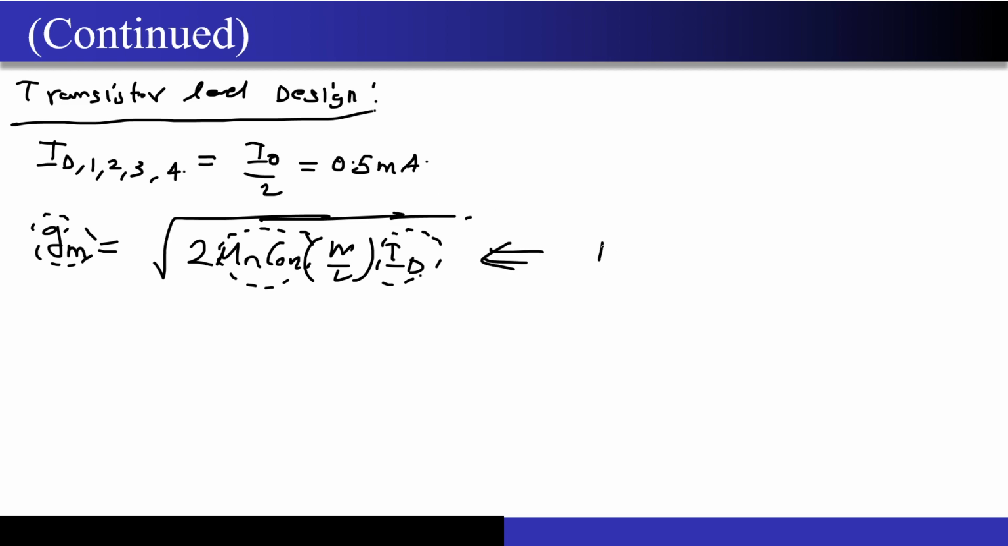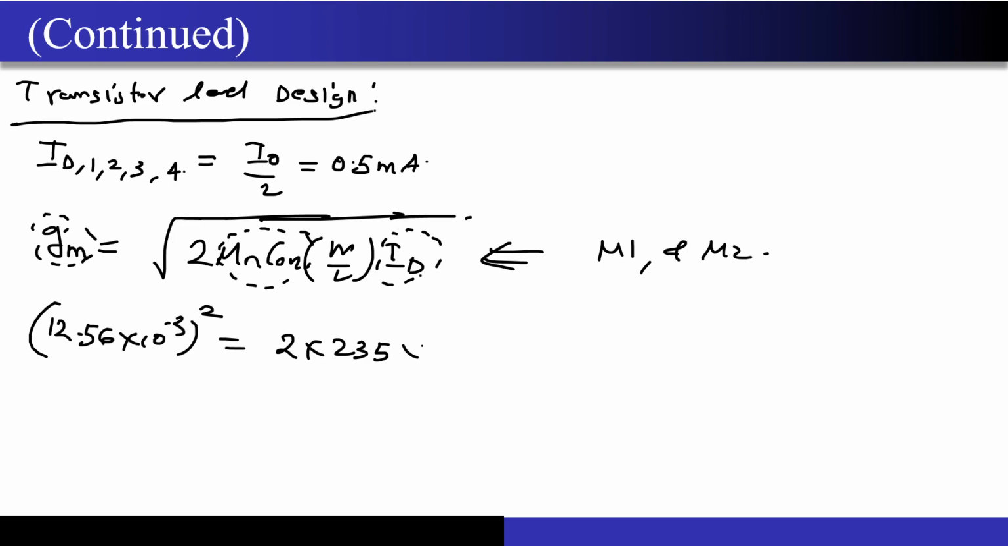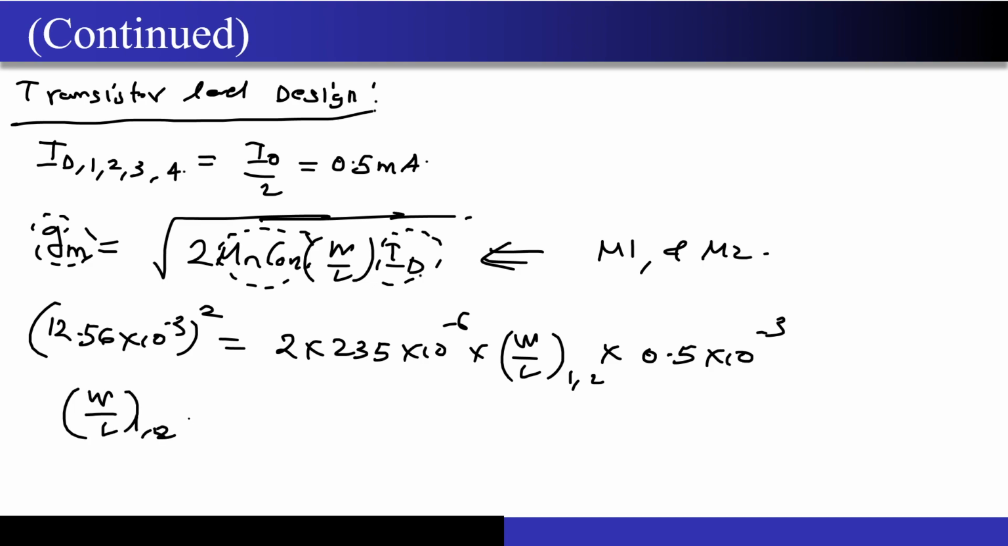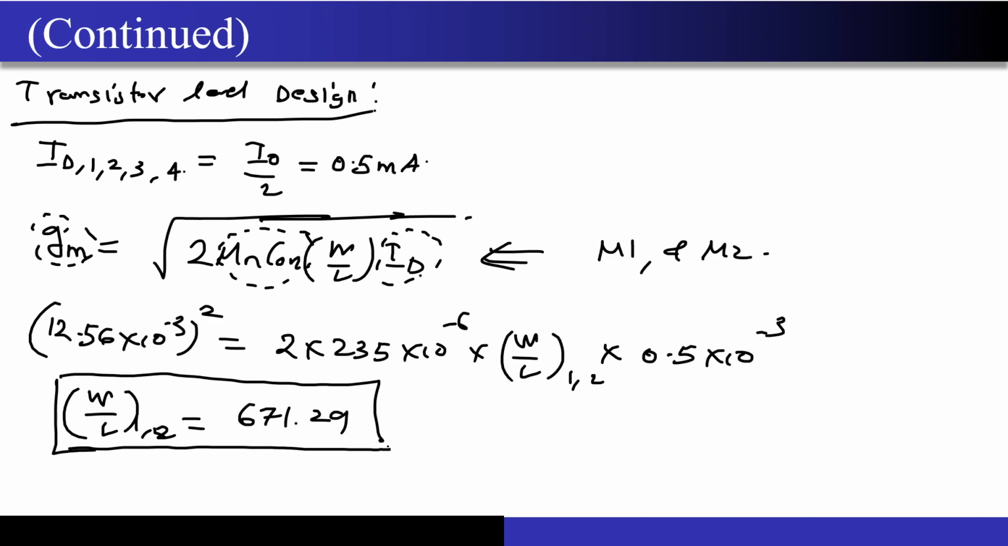I am doing this for transistors M1 and M2, because these are identical. Now if I square both sides and substitute the values, gm squared is 2 times mu n Cox, which is 235 into 10 to the power minus 6, into W by L of 1, 2, into ID. ID is 0.5 into 10 to the power minus 3. If you solve this, W by L of 1, 2 comes out to be around 671.29. And remember, we have already talked about how to choose the channel length. We are going to choose the channel length around 540 nanometers, so you can easily calculate the value of W from here.